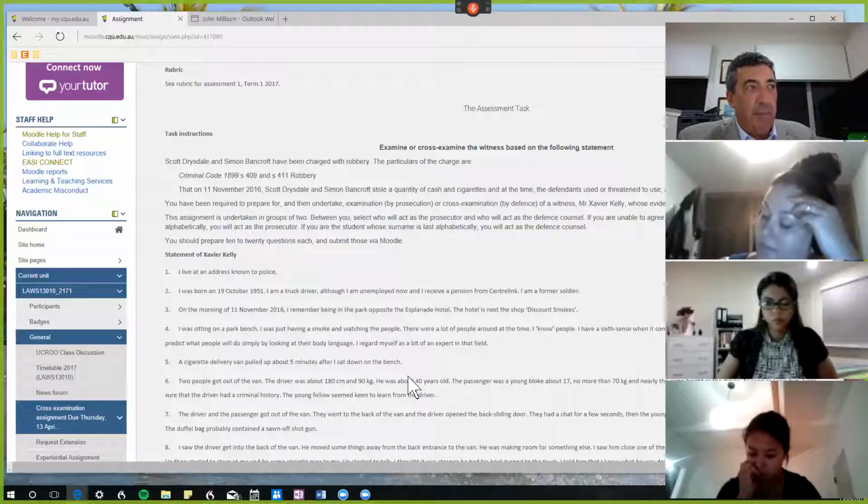But it goes beyond mere stealing of cash and cigarettes, because in order to constitute the act as one of robbery, as prosecutor, you need to establish, in addition to the taking of the items, that in doing so, the defendants used or threatened to use actual violence to the person. So you need to establish all of those things as the prosecutor.